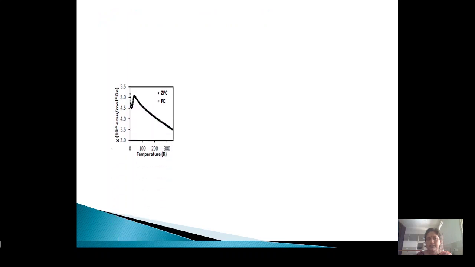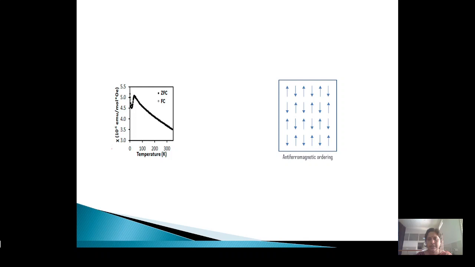As we increase the temperature, the susceptibility increases. At a particular temperature, the susceptibility suddenly decreases. That temperature is called the Néel temperature. In antiferromagnetic materials, the magnetic moments align anti-parallel.